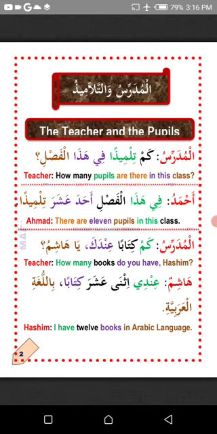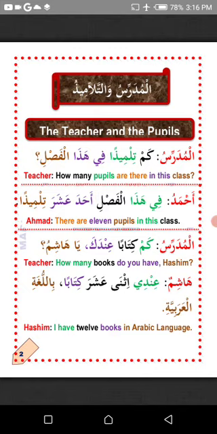Now the answer, Ahmad responding: في هذا الفصل 11 تلميذا. There are 11 pupils in this class.